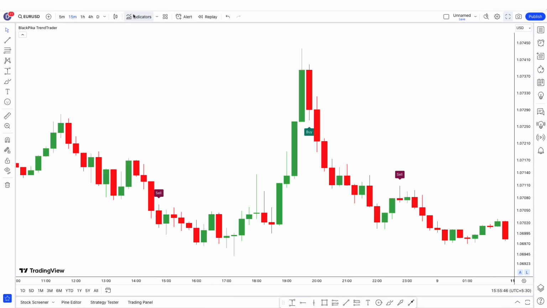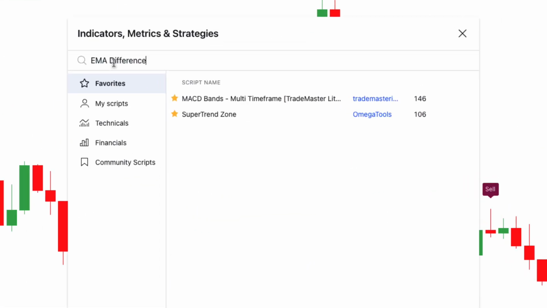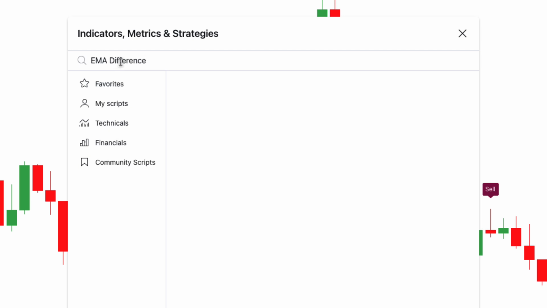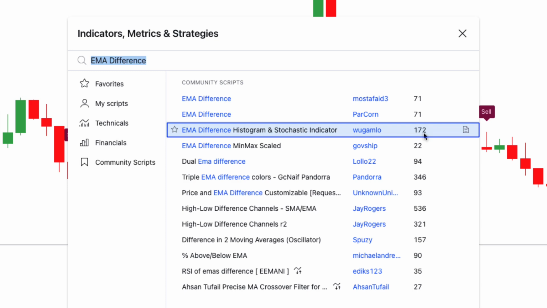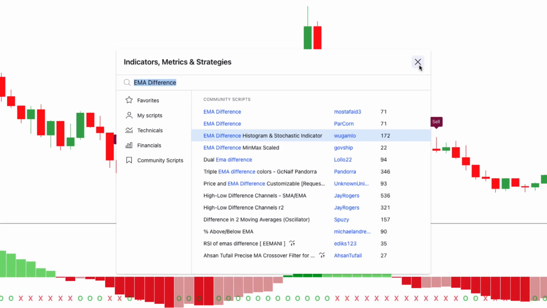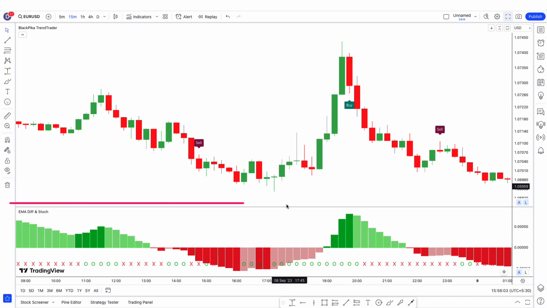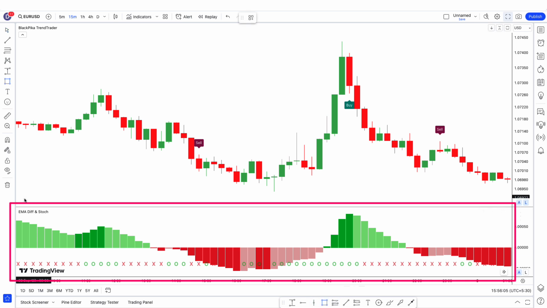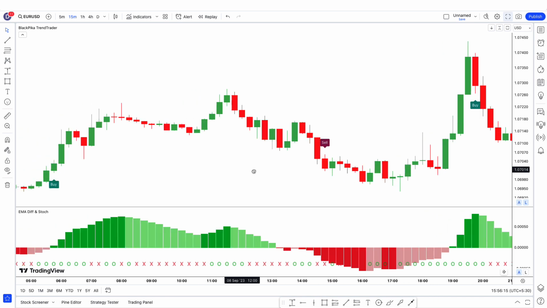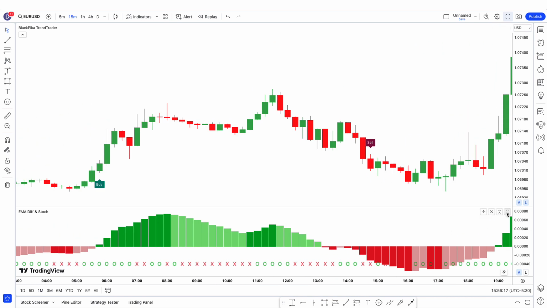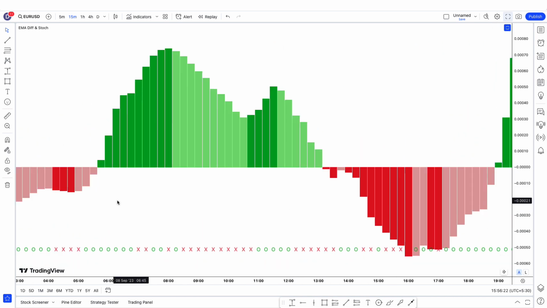So go back to the Indicators tab, once more add an indicator, and search for EMA difference and select EMA difference histogram and stochastic indicator by Wugamlo. Add this indicator to your chart as well. We can see here the EMA difference histogram and stochastic indicator. Just like the previous one, this indicator also needs some optimizations before you use it in your strategy.